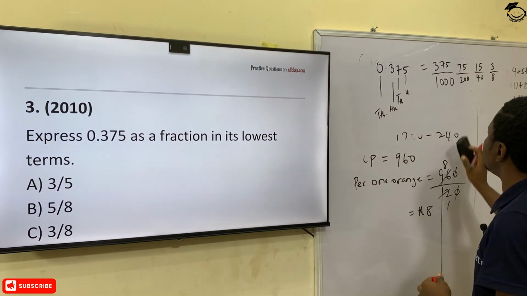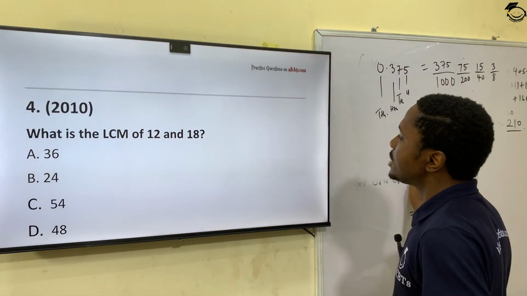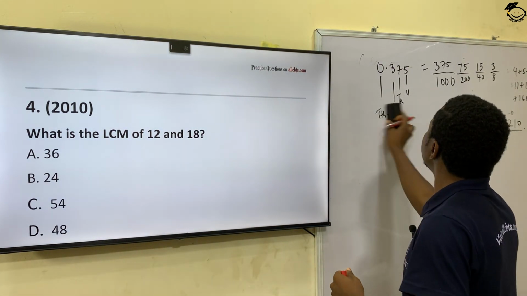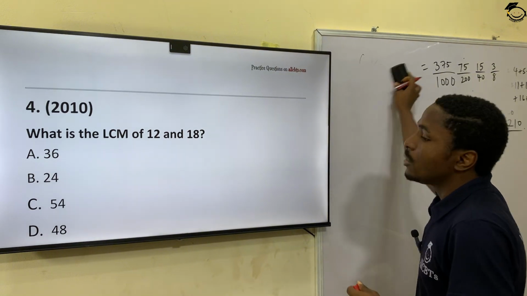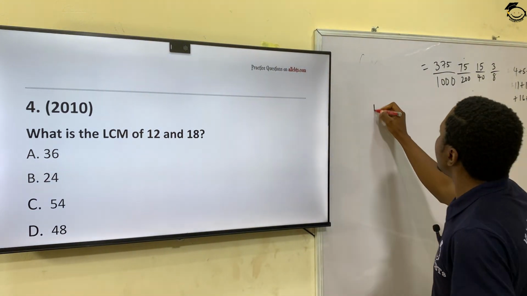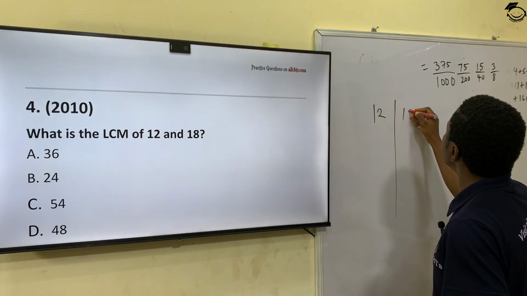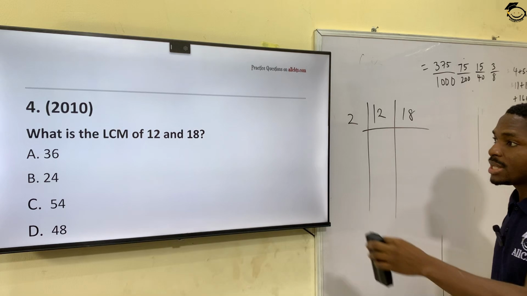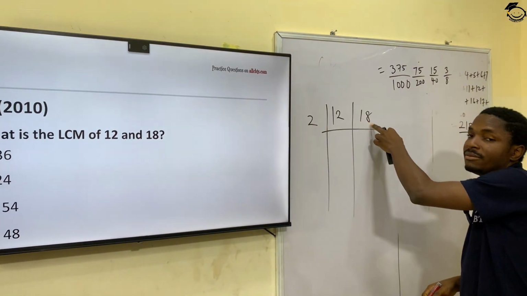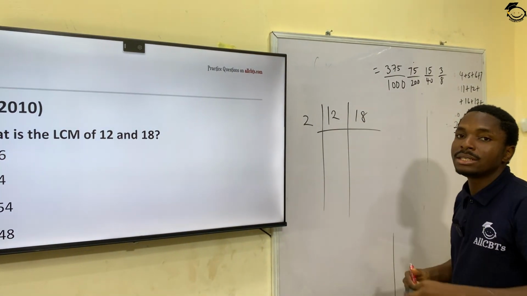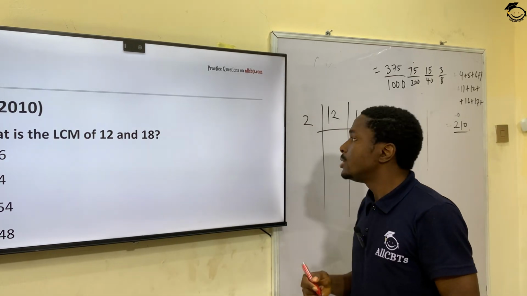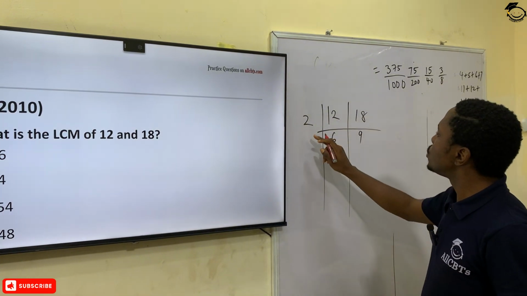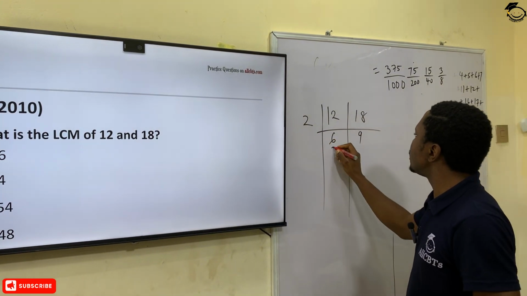And then question 4. What is the LCM of 12 and 18? So you have 12 on one side, you have 18 on the other. What's the LCM? So you start with the lowest prime number that can divide these numbers. So 2 in 12, 6, 2 in 18, 9, 2 in 6, 3.